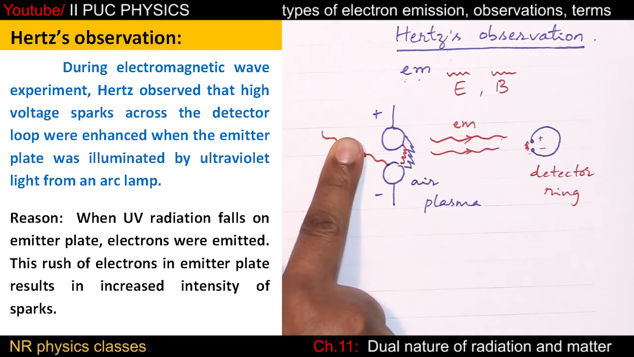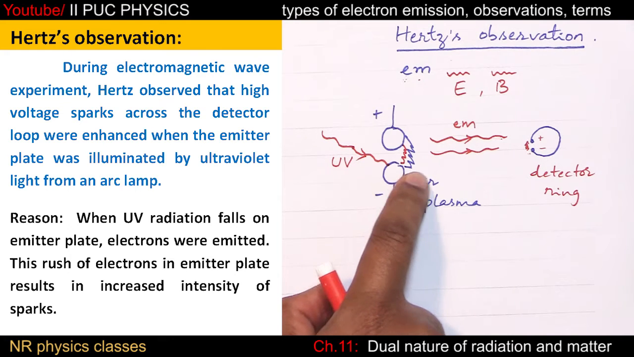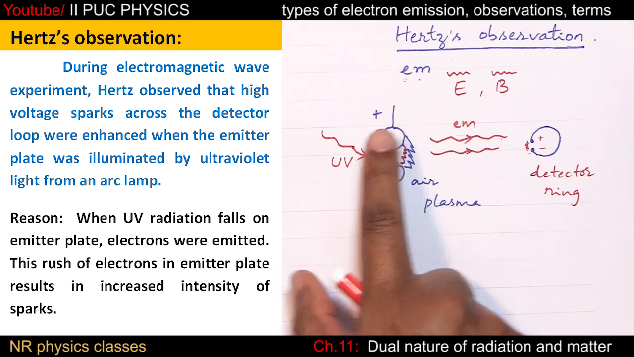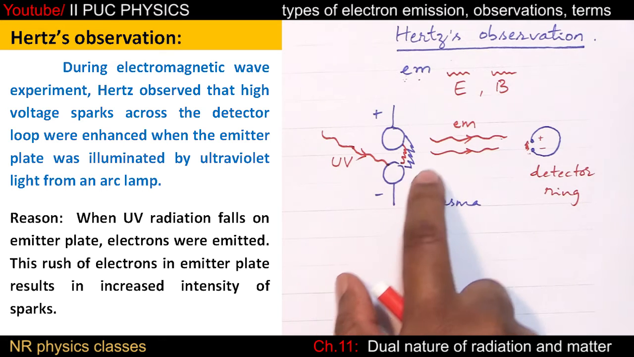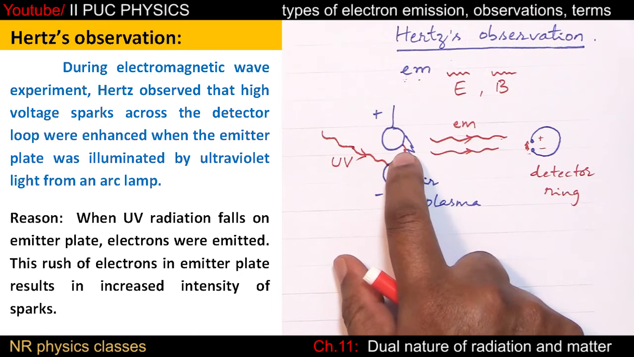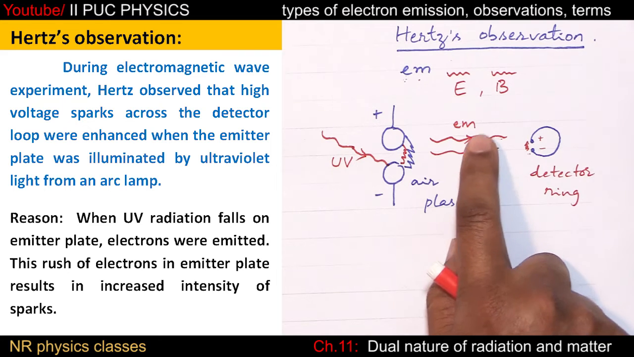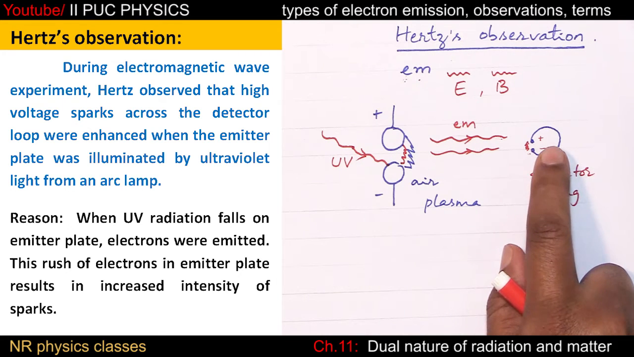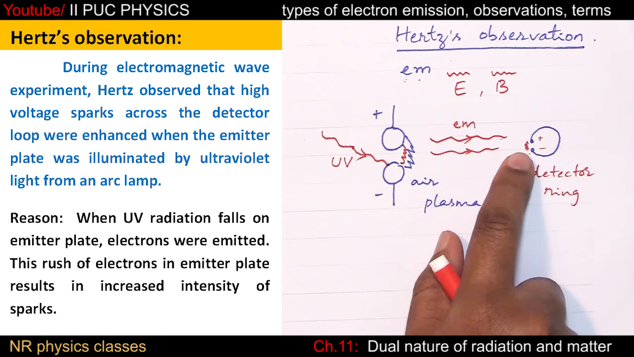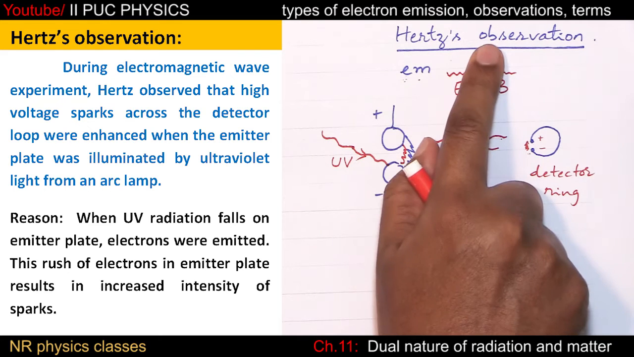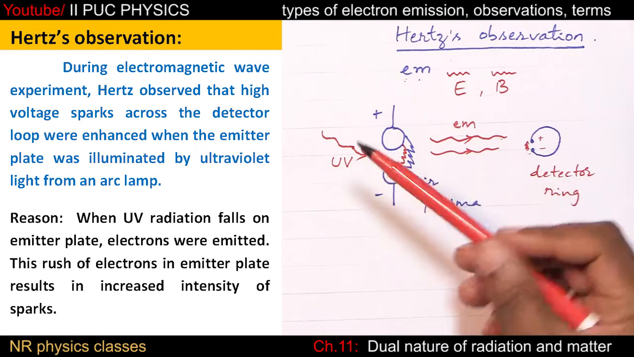In the absence of ultraviolet, there were electrons jumping from one sphere to another sphere. Because of ultraviolet, more electrons could jump. That emitted more light. That induced more EMF. That could produce high intensity sparks. And this is Hertz's observation.